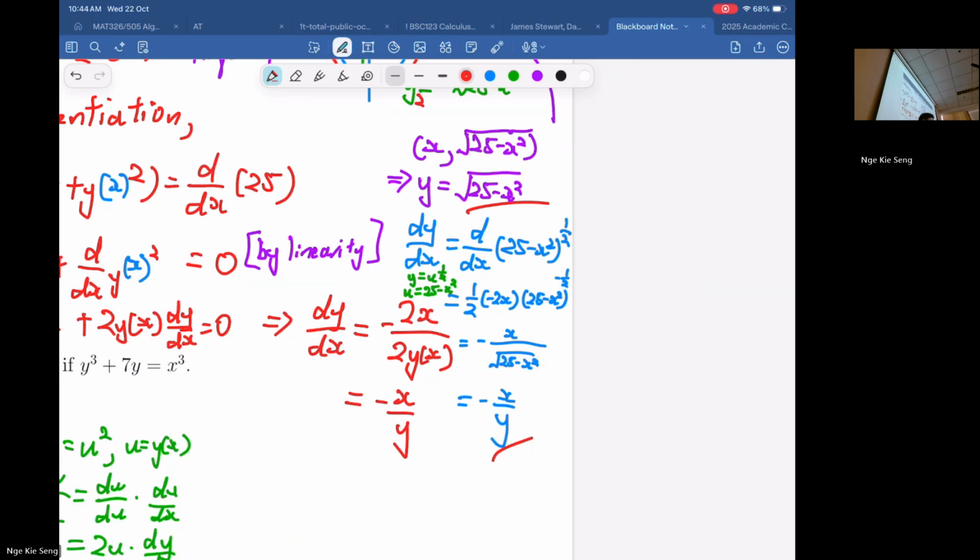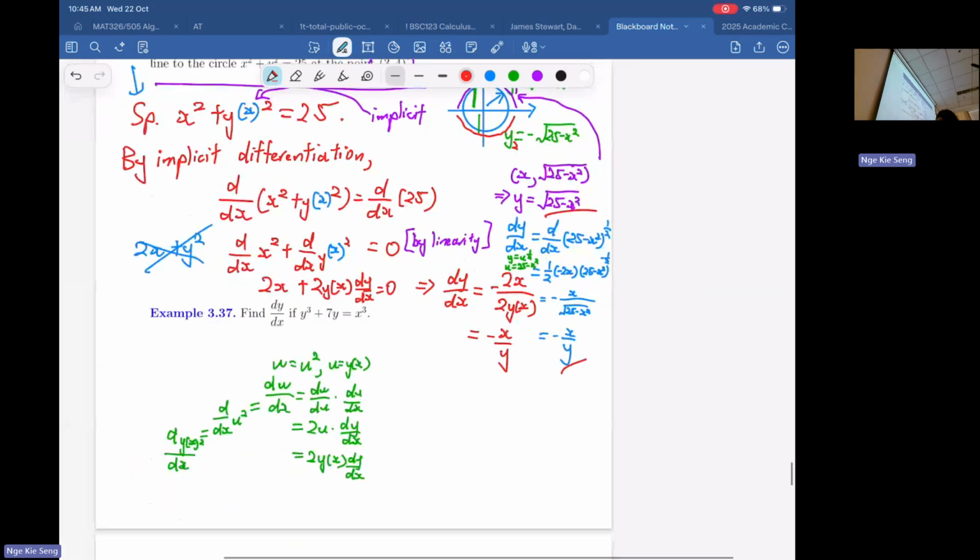But the power of this calculation is, if you repeat this calculation using the lower semicircle, it is also the same answer. So implicit differentiation is kind of like computing every possible case already. This is the power of implicit differentiation.